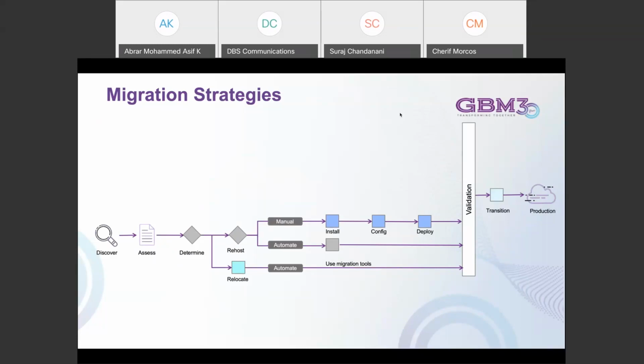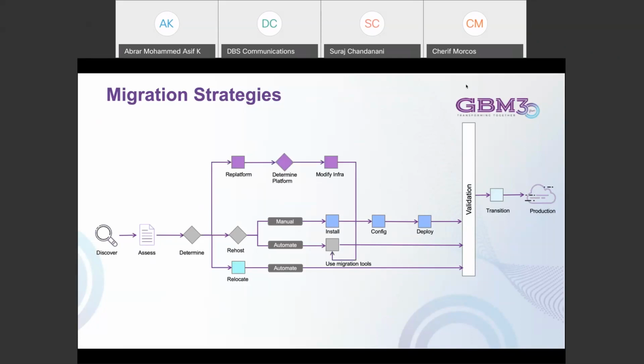Or these could even be VMs running on VMware in the data center and moving on to a product like VMC in public cloud. In the rehost environment, there are certain applications that you cannot move in an automated way, and those would most likely need a manual install, config, and deploy. Those will be identified during the migration planning phase.